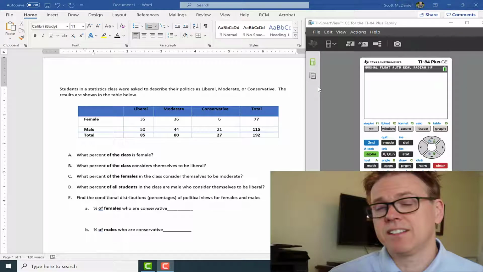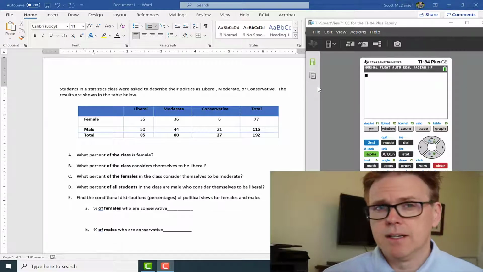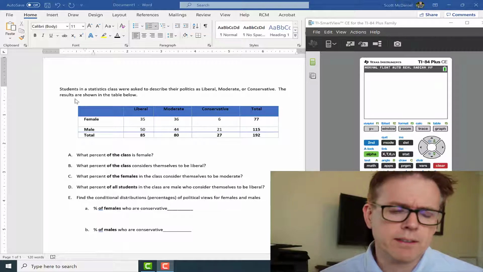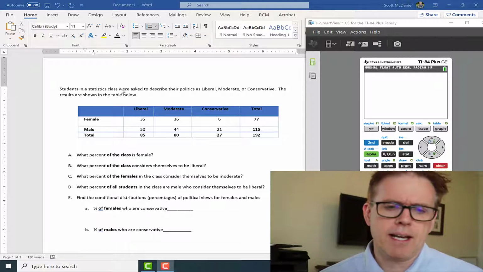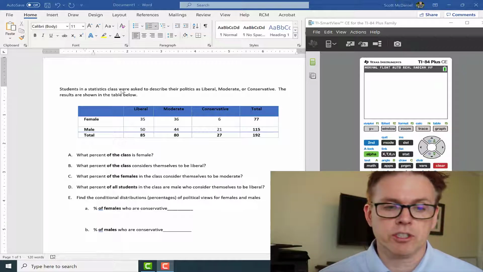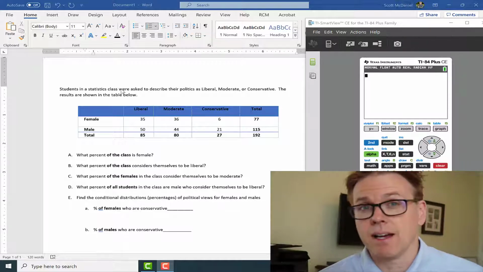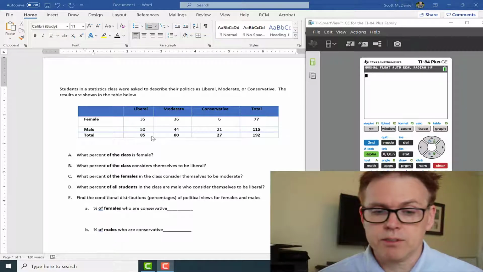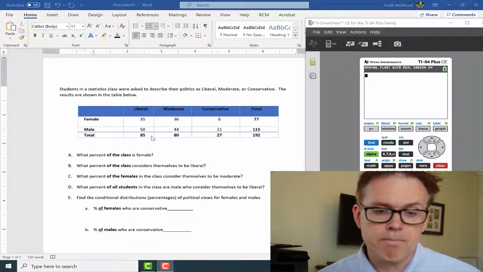Okay, I want to go through one of the contingency tables just to help you see how to read these, particularly when they begin asking about percentages or probabilities. So here's a contingency table. Students in a stats class were asked to describe their politics as liberal, moderate, or conservative, and the results are shown in the table below. And so we've separated these out by male and female. You won't always have total rows and columns, so if you don't, you may need to add those on there.